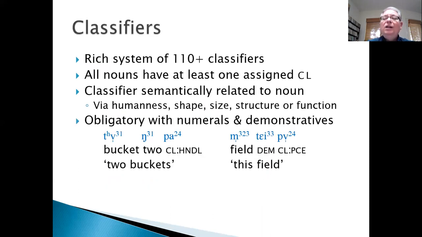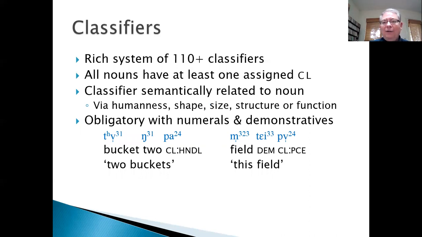Noun classifiers, there are a lot of them in Khatso. I've counted more than 110. I'm not sure I actually have the whole list. So, a very rich system of noun classifiers. If you're not familiar with noun classifiers, they work similarly to the way that measure words work with mass nouns in English. So for example, if you want to talk about water or sugar, mass nouns in English, if you want to talk about quantity, you have to add a measure word: a cup, a spoon, a bottle, a glass, whatever.